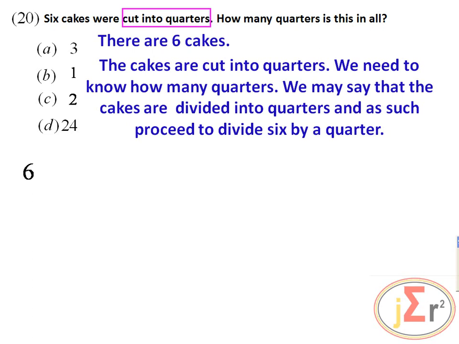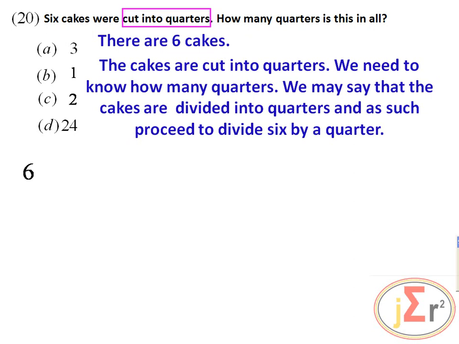So let us explain that. The cakes are cut into quarters. We need to know how many quarters. We may say that the cakes are divided into quarters. Is that right? Yes. How many cakes do we have? 6. We have 6 cakes. Therefore, we are dividing the 6 cakes into quarters.